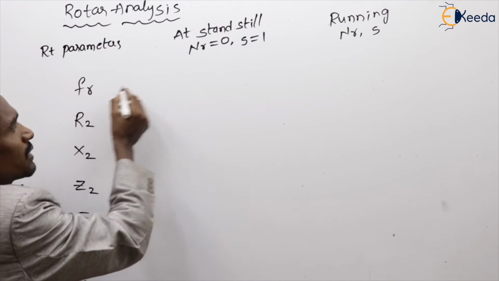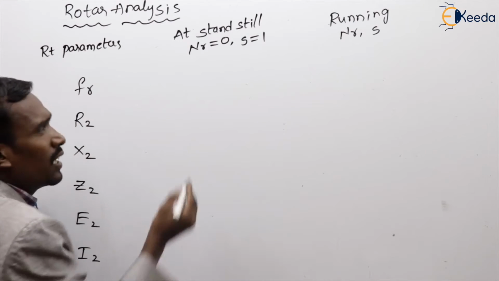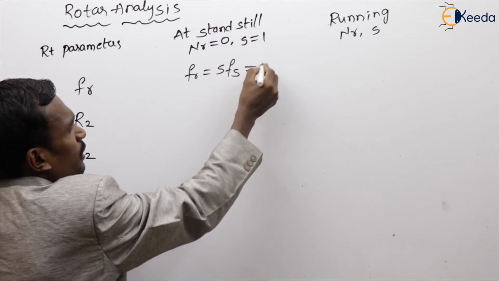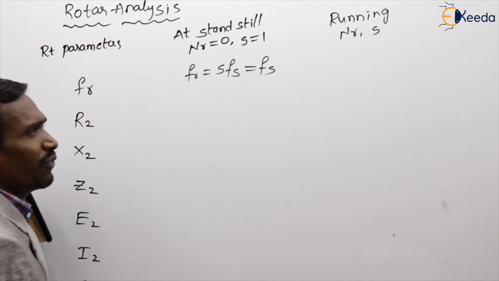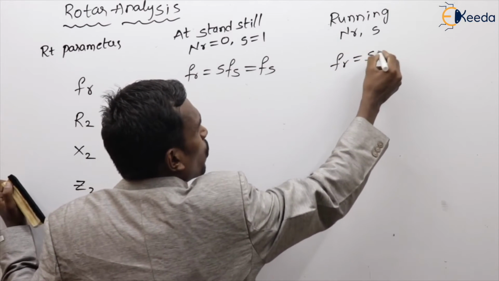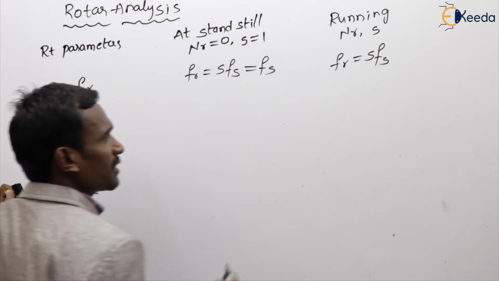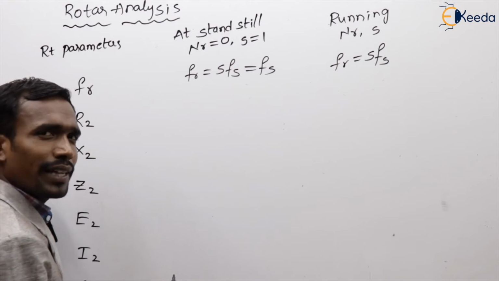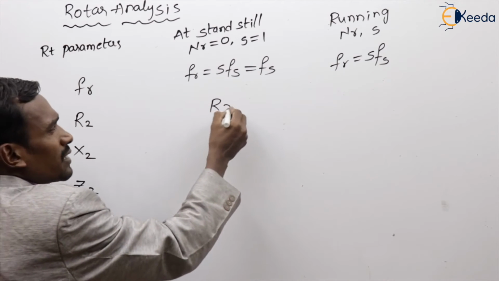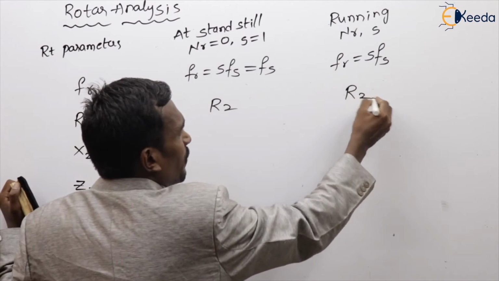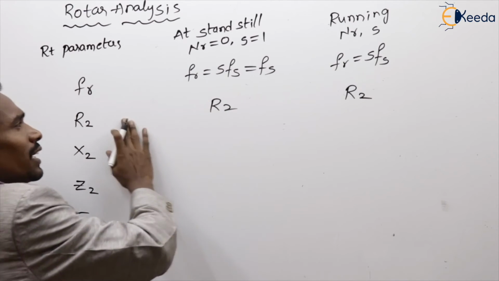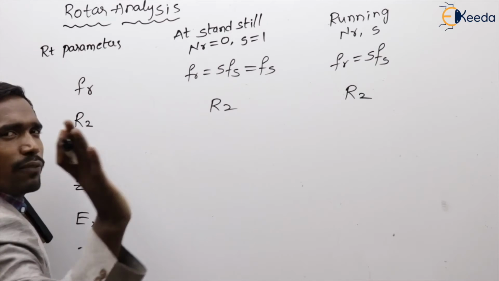Now tell me, what is rotor frequency at starting condition? Rotor frequency Fr is equals to S into Fs. S is equal to 1, that's why Fr is equal to Fs. But at running condition, Fr is equals to S into Fs. Right. At starting condition, what is my rotor resistance? The rotor resistance is same for starting and running, standstill and running, because the rotor resistance is independent of frequency.